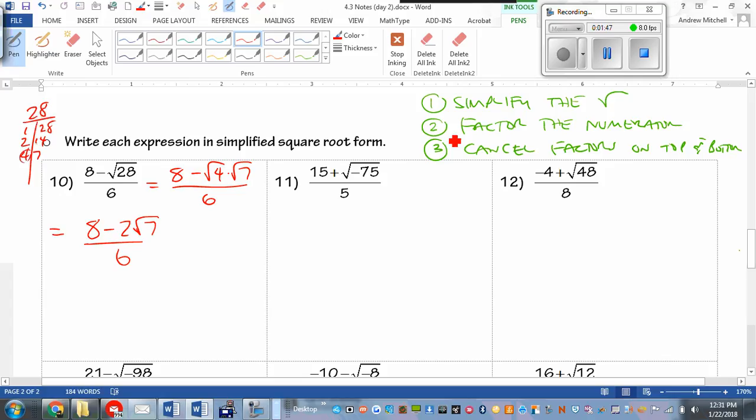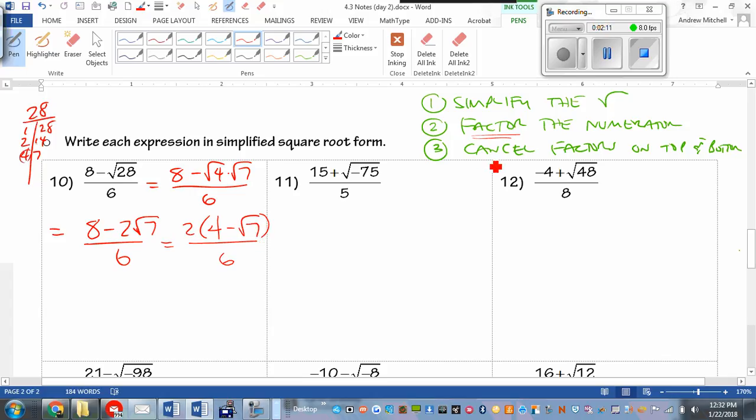All right. Second step, after we simplify the square root, factor the numerator. Look at these two terms. We have 8 and 2 square root of 7. Can we take anything out of those two? Well, yeah, 2 goes into both of those. So we can divide each of those by 2. So 8 divided by 2, we get 4. Negative 2 square root of 7 divided by 2, we just get negative square root of 7.